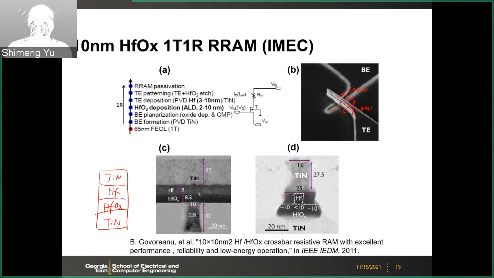And here we have the cross-sectional view of this device. You cut from either this direction, or you cut from this direction, then you get those cross-sectional images. And you see those numbers, those are in nanometers, 10 nanometer. And the other side, this side is also 10 nanometer. So it's a very small device.